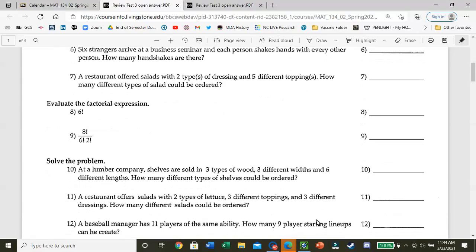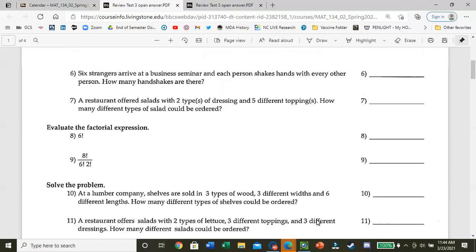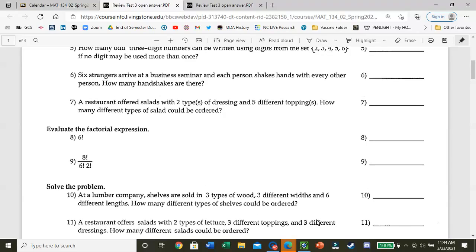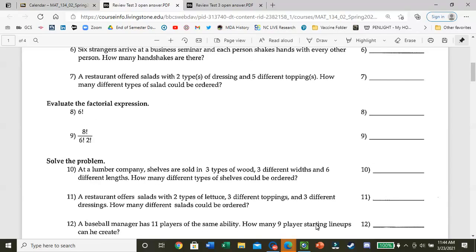A restaurant offered salads and 2 types of dressing, 5 different toppings. How many different types of salad could be ordered? So we're using the fundamental counting principle here, right? And yeah, number 7.